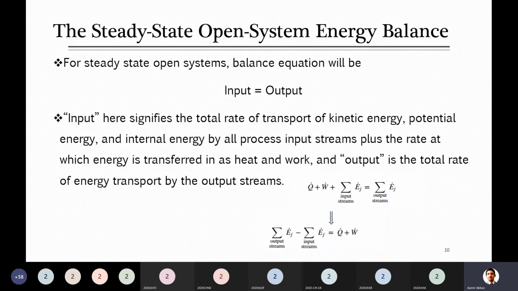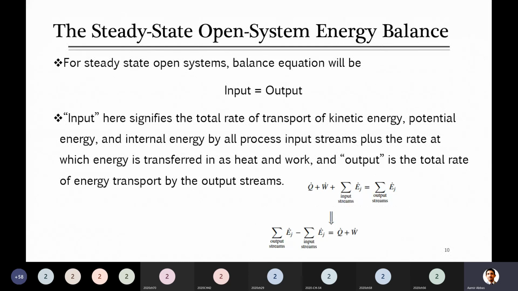So output streams mean the summation of all those energies getting out, minus the summation of all the energies getting into the system, will be equal to Q plus W. And let me tell you again, when you are solving the problem, this Q is not only input, this Q accommodates both in and out. In is positive, out is negative. That value will be already accommodated. We are not writing it two times, but this Q consists of both. So this is just your general equation.